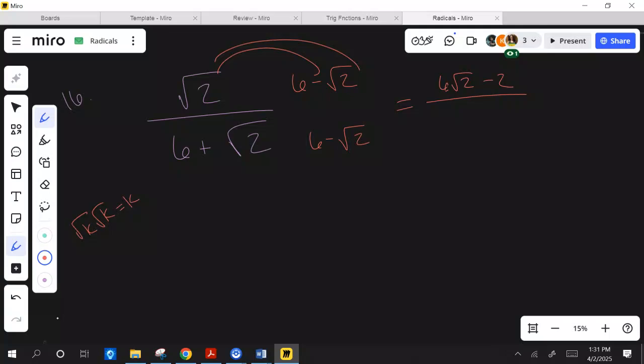Okay, now on the bottom, let's FOIL. Is it always going to cancel out? On the bottom, yes, all the time if you do the conjugate. So 6 times 6 is 36 minus what? Minus 2. Because those cancel out. You're skipping a little step. Plus 6 square root 2. Root 2 times root 2 is 2. So minus 2. These middle two are canceling out as they should every time, right?